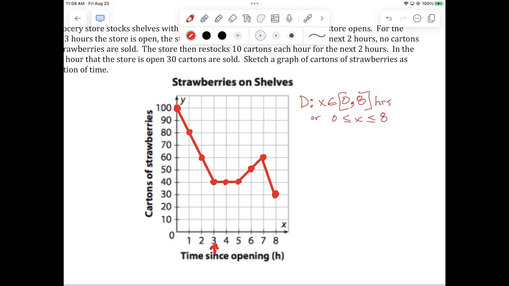All right, what's the range? What y values do we take on? We'll do interval notation first. What's the smallest amount of strawberries in our graph? 30. What's the largest amount? 100. So we're going to go brackets from 30 to 100, and we'll put strawberries as our units. Or, of course, you would say 30 ≤ y ≤ 100.